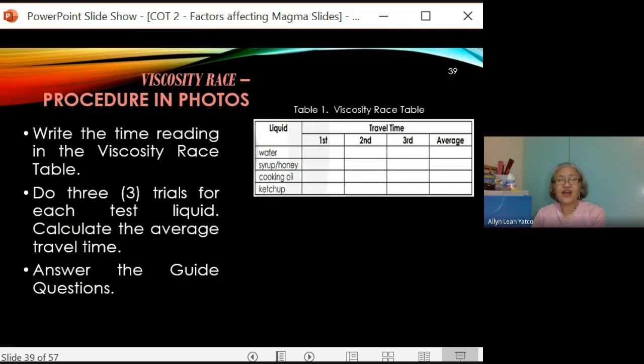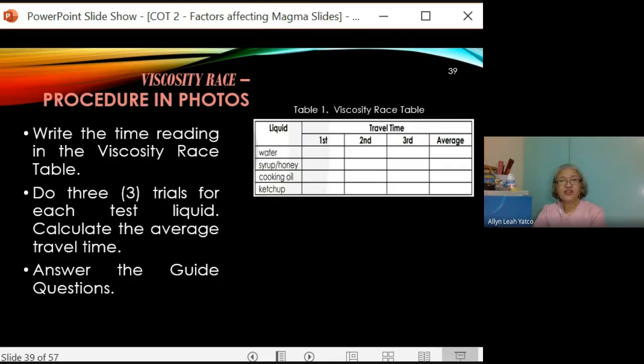So how do we calculate the average travel time? Let's say, for example, we use the time readings for water. So you have three trials. You will add the first plus the second plus the third time reading. The total, you will divide by three. Why three? Because we have three trials for each liquid. We will also calculate the average travel time for the syrup, the cooking oil, and the ketchup.